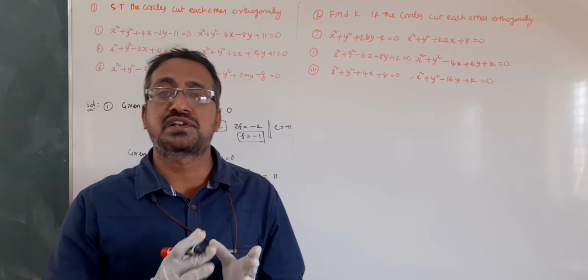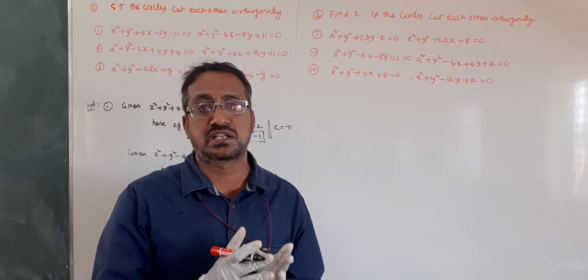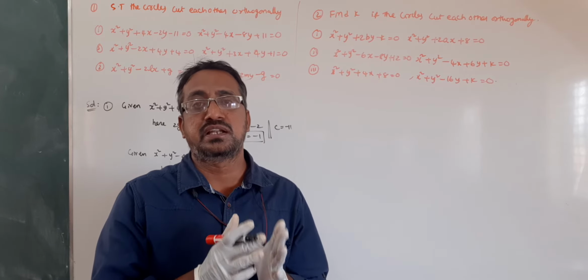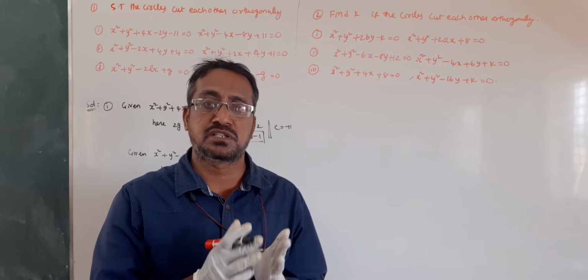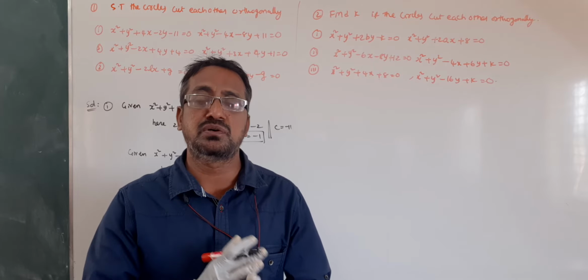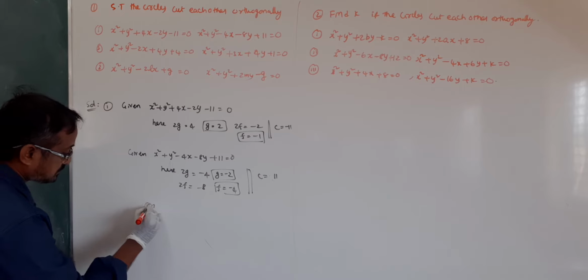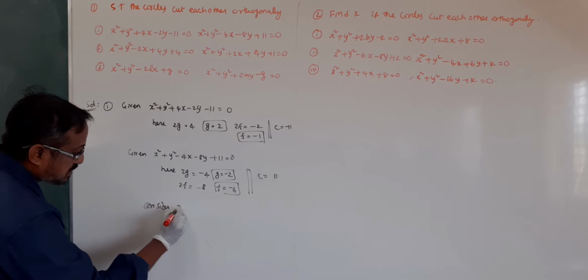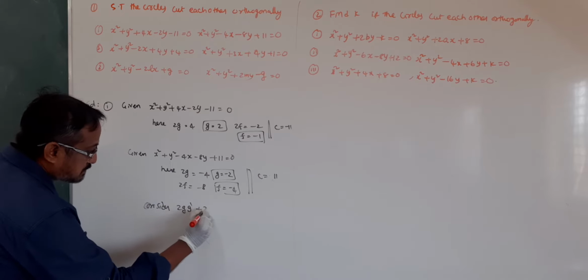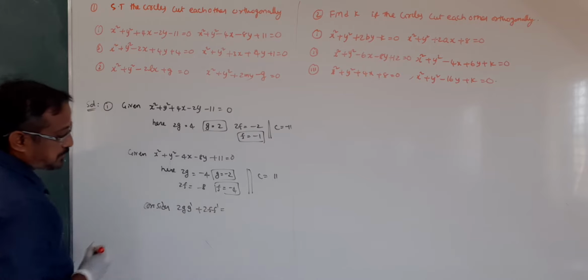Now you have two circles with g, f, c and g', f', c'. We have a condition: if two circles cut each other orthogonally, then 2gg' plus 2ff' is equal to c plus c'. So let us consider 2gg' plus 2ff'.